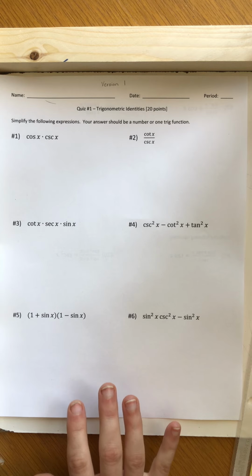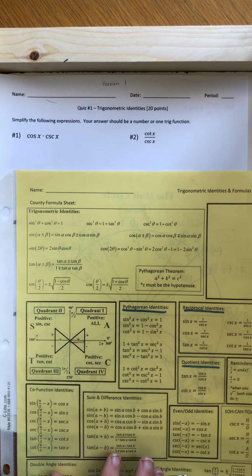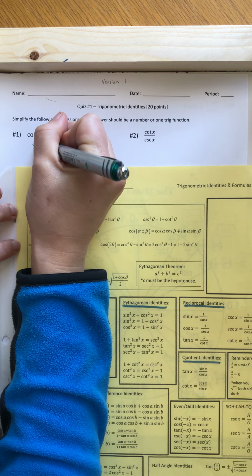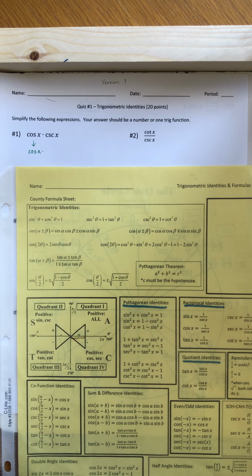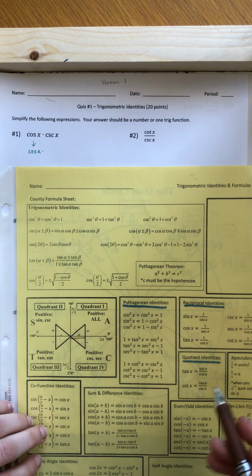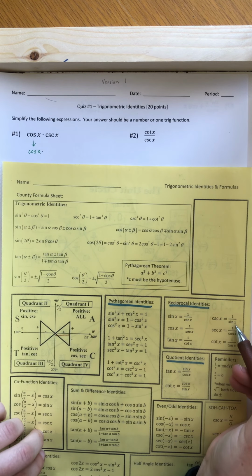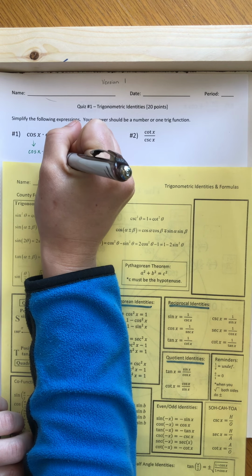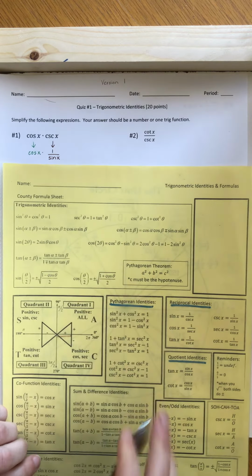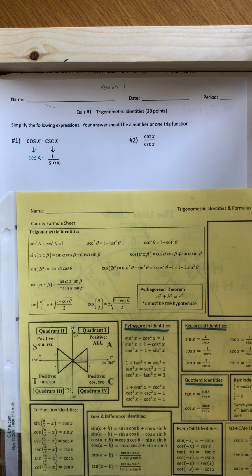So for the first question, we have cosine x times cosecant x. Remember that you're trying to change everything to be in terms of sines and cosines. So I'm going to leave the cosine alone, just bring that down. That doesn't need to change. And for cosecant, well, cosecant changes to be 1 over sine of x. Now nothing crosses out because there's nothing that's the same at the top and the bottom.